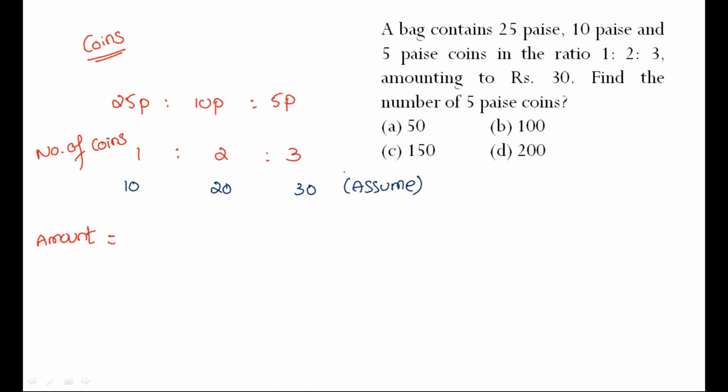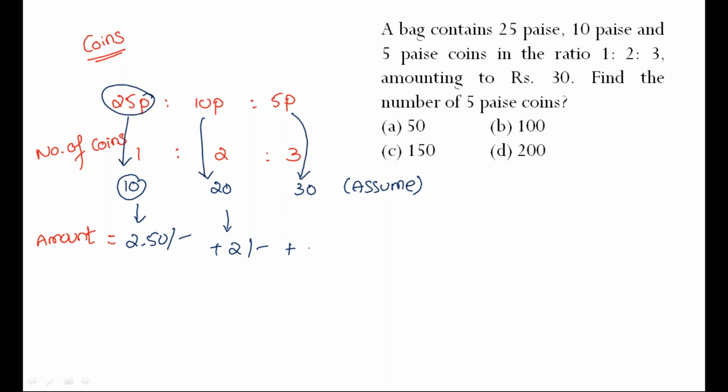Now, let's see that. What is the trick you can do? 25 paise coins are 10. How much amount? 250 paise. 250 paise means 2 rupees 50 paise. 25 paise coins are 10. Amount become 2 rupees 50 paise. 10 paise coins are 20. 200 paise, but the amount is 2 rupees. 5 paise coins are 30. 150 paise. Amount is 1 rupee 50 paise.